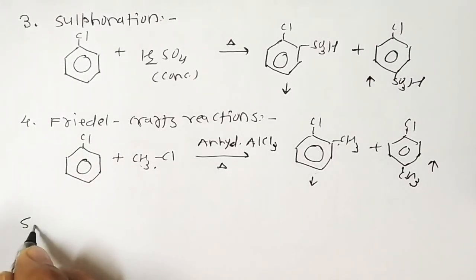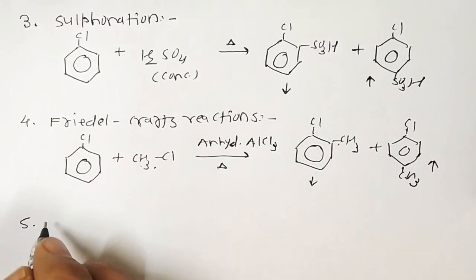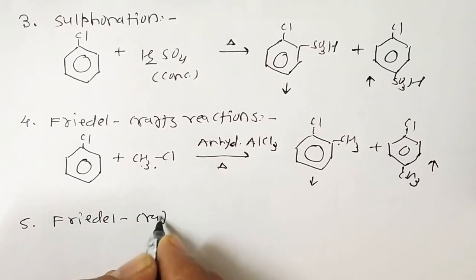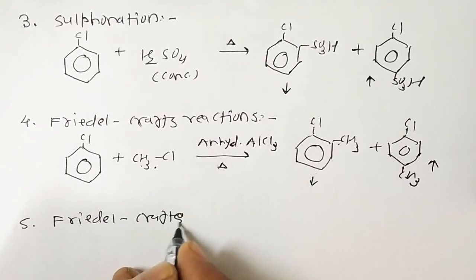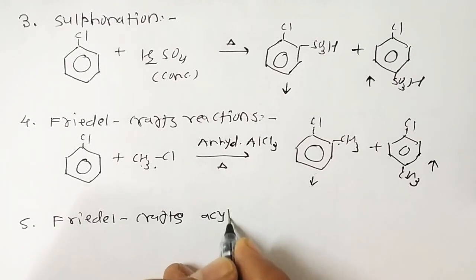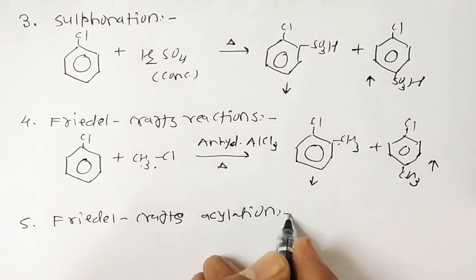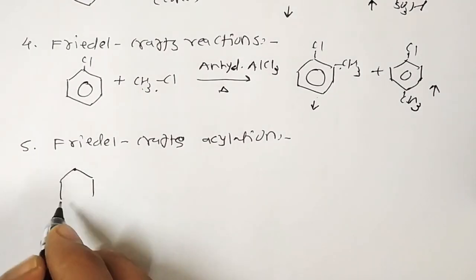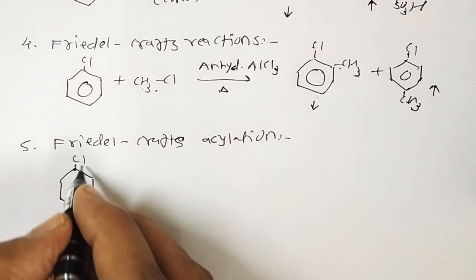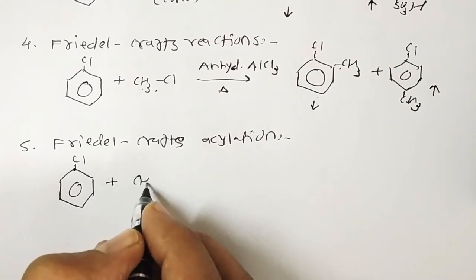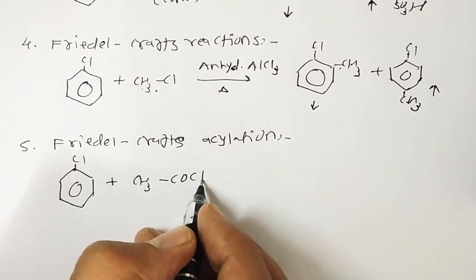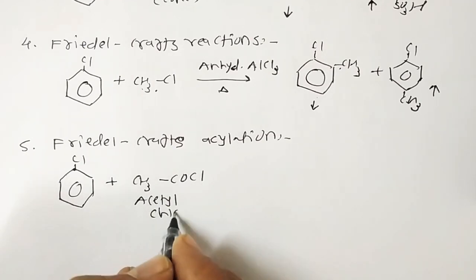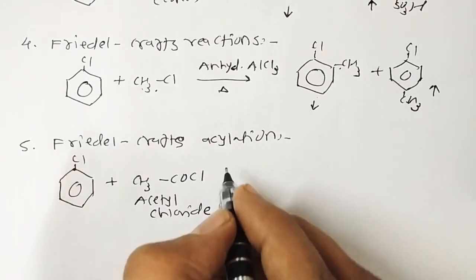Next one is Friedel-Crafts acylation. So in the case of Friedel-Crafts acylation, same reaction, but we have to take chlorobenzene first, but here CH3COCl. This is called acetyl chloride or ethanoyl chloride too, right?